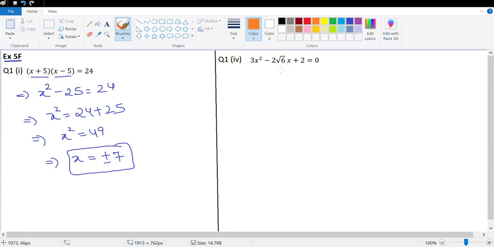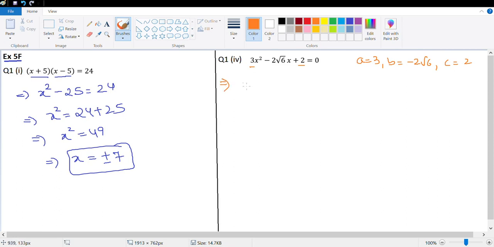The next one is 3x squared minus 2 root 6 x plus 2. Now I can try and find the factors of 2 into 3, which is 6, which I can look at as root 6 multiplied with root 6, since I need a negative one. So negative root 6 multiplied with negative root 6, and negative 2 root 6 also can be written as negative root 6 plus negative root 6. So that's one option in case you are able to factorize it, or you can use the formula, where a would be equal to 3, b would be equal to negative 2 root 6, and c would be equal to 2. So whichever method is convenient for you, go ahead and use it.